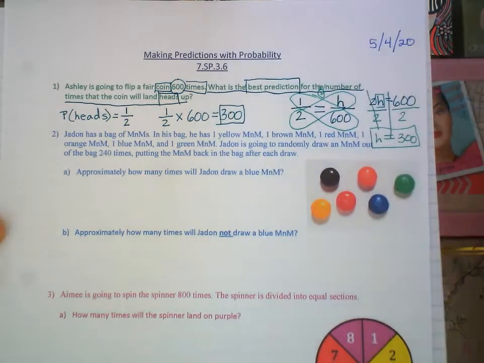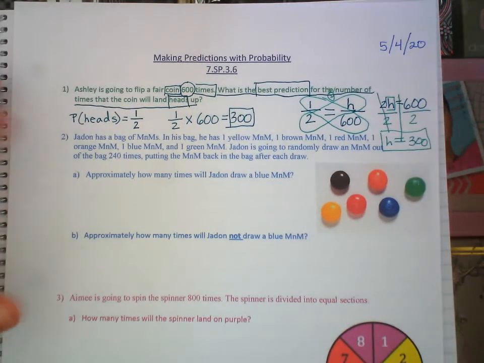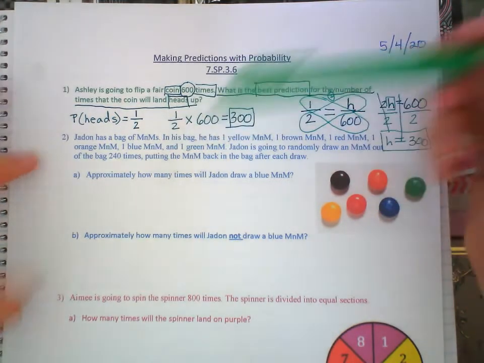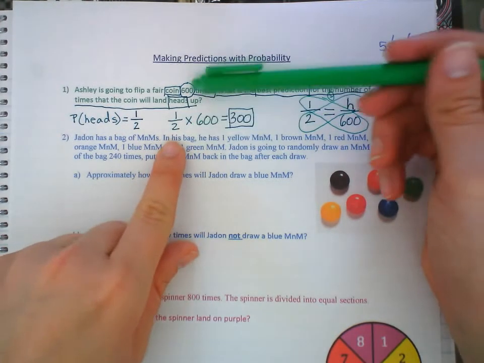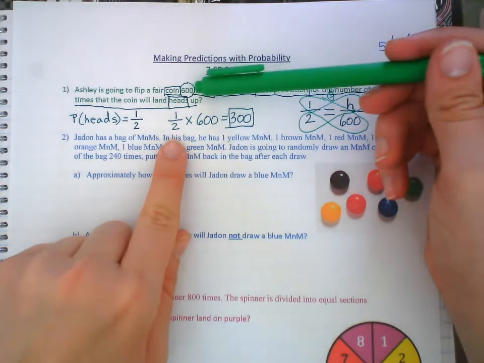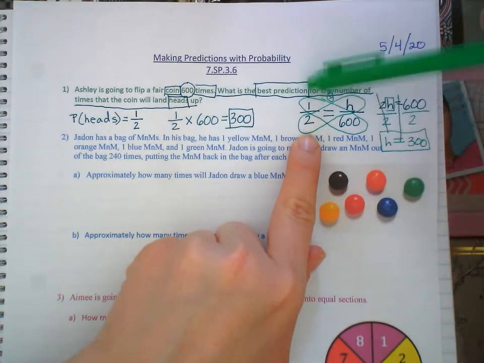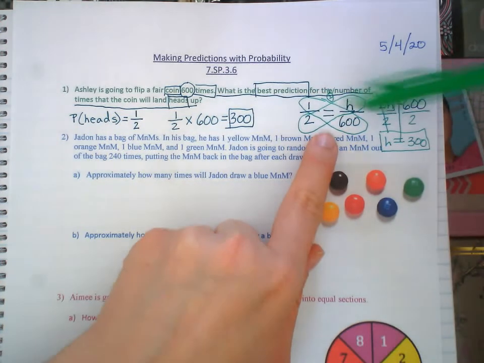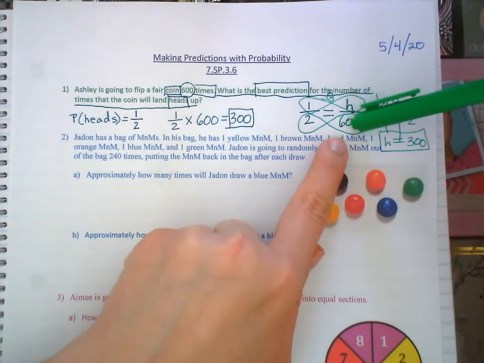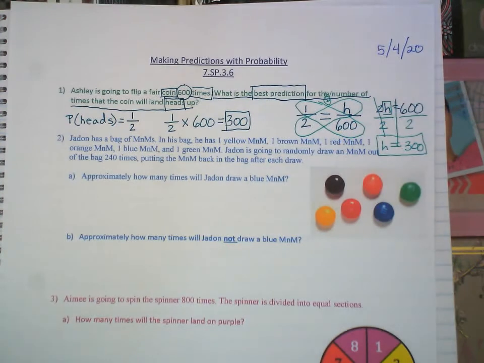So whichever way makes more sense to you. You can either find the probability and then just multiply it by how many trials, or you can find the probability and set it up as a butterfly: 1/2 equals whatever you're trying to find over the number of trials.